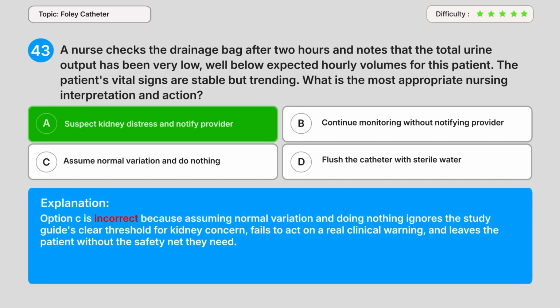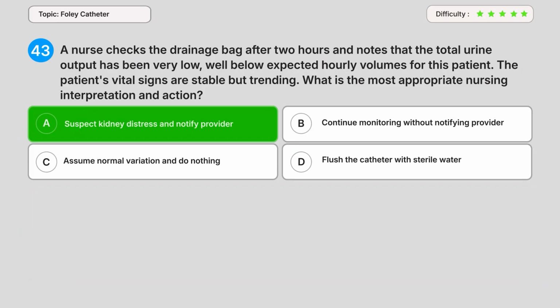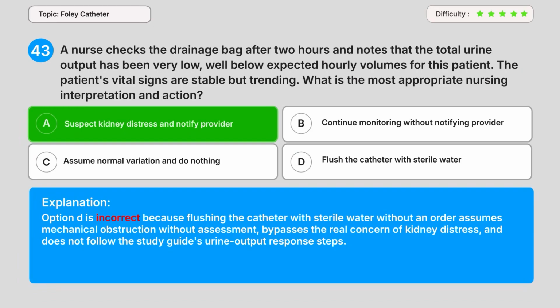Option C is incorrect, because assuming normal variation and doing nothing ignores the study guide's clear threshold for kidney concern, fails to act on a real clinical warning, and leaves the patient without the safety net they need. Option D is incorrect, because flushing the catheter with sterile water without an order assumes mechanical obstruction without assessment, bypasses the real concern of kidney distress, and does not follow the study guide's urine output response steps.